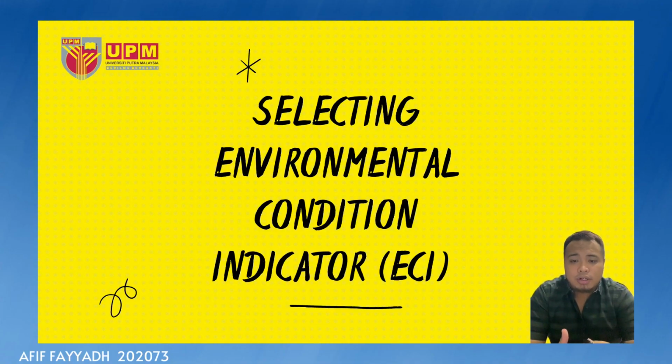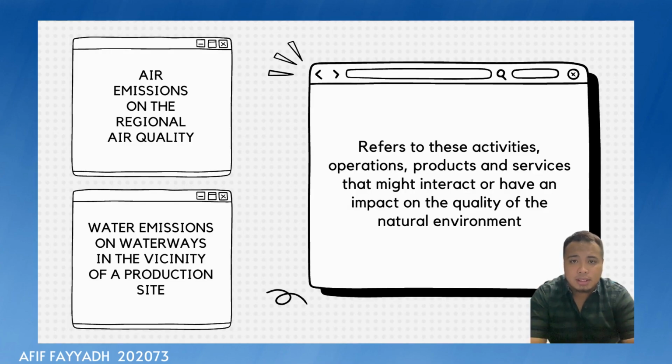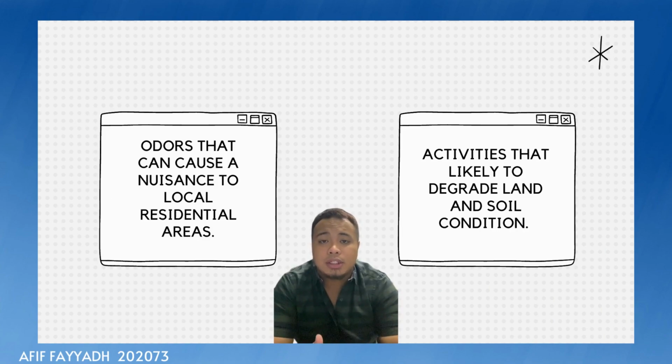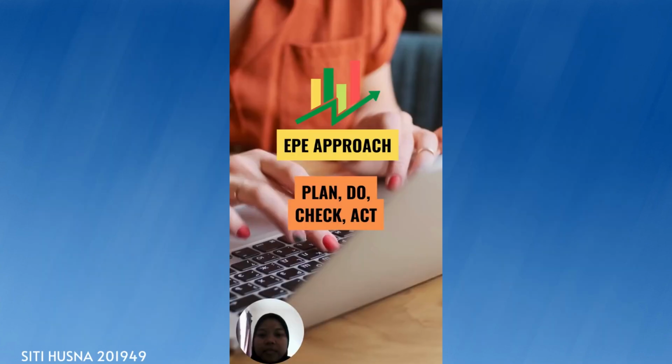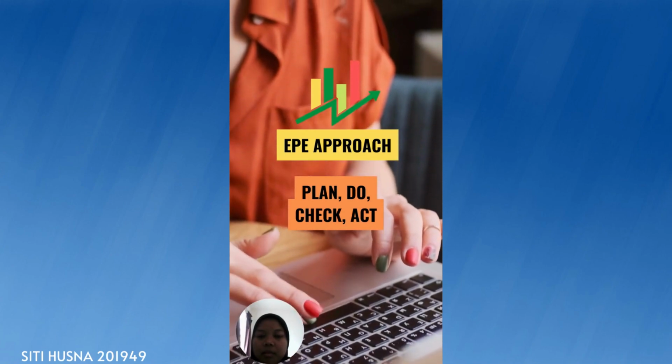Selecting Environmental Condition Indicator, which is ECI. It refers to those activities, operations, products, and services that might interact or have an impact on the quality of the natural environment, such as air emissions on the regional air quality, water emissions on waterways in the vicinity of a production site, or those that can cause a nuisance to local residential areas, and activities that are likely to degrade land and soil condition.